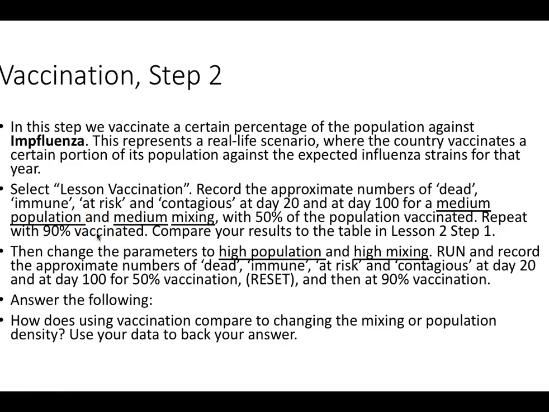And then you're going to sit back and eventually look at the first experiment in vaccination and this experiment. But now you have one more experiment to do. You're going to, again, do vaccination, but you're going to do high population and high mixing. And then you're going to run it, right, for 50% and then for 90%. And then how does using vaccination compare to changing the mixing or the population density?